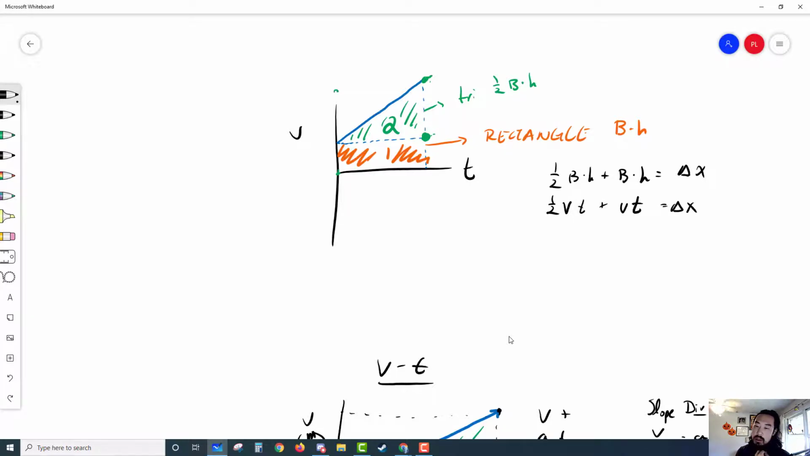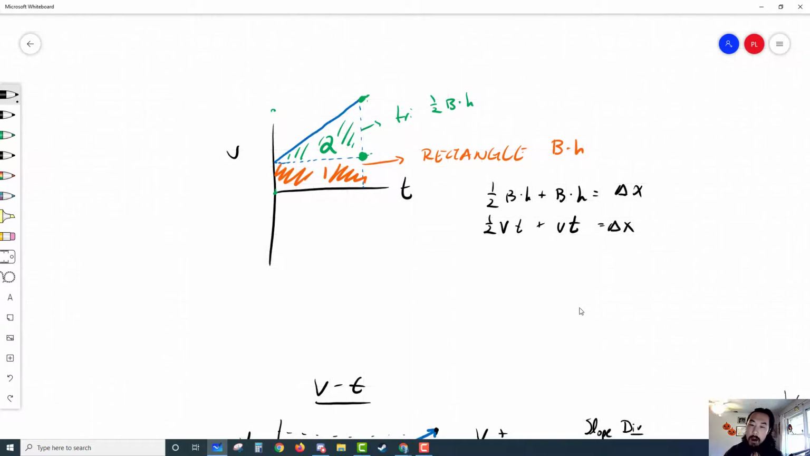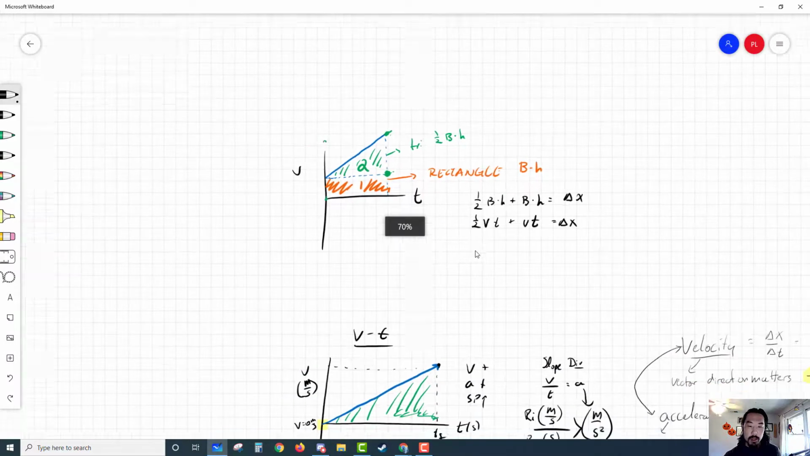Okay, so we get something that looks like this. Now this equation should look very familiar. So that leads us to our kinematic equations, because that equation leads us to our kinematic equations. But before we do that, let's do the other two graphs.